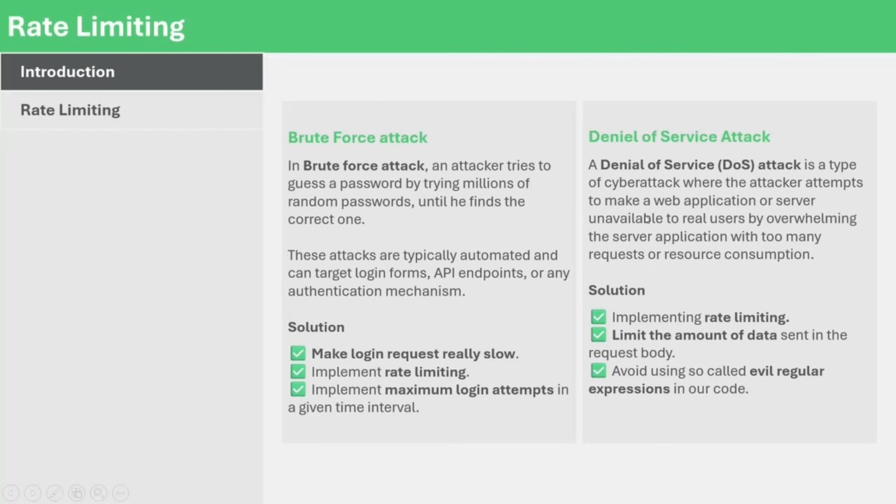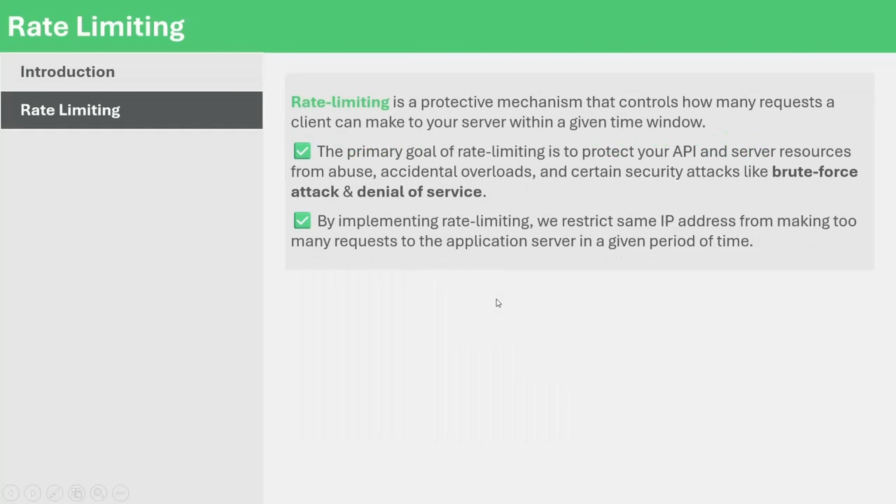Okay, so to address brute force attack as well as denial of service attack, the common solution which we can use is to implement rate limiting in our Express app. So what is rate limiting? Rate limiting is a protective mechanism that controls how many requests a client can make to your server within a given time window. And the primary goal of rate limiting is to protect your API and server resources from abuse like accidental overloads and certain security attacks like brute force and denial of service attack. By implementing rate limiting, we restrict the same IP address from making too many requests to the application server in a given period of time.